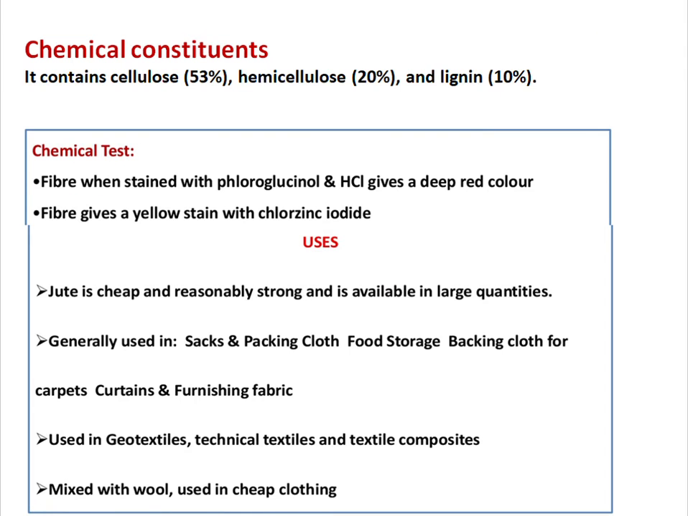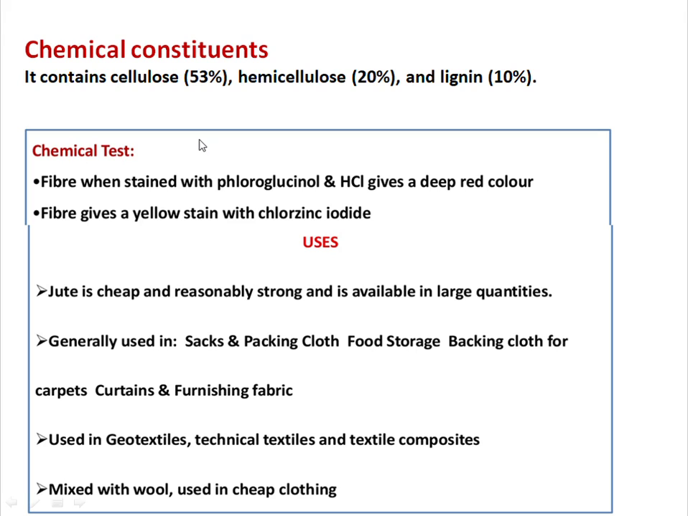Next is chemical constituents. The main chemical constituent present in jute is cellulose, about 53%. The other chemical constituents present along with cellulose are hemicellulose, about 20%, and lignin, about 10%.